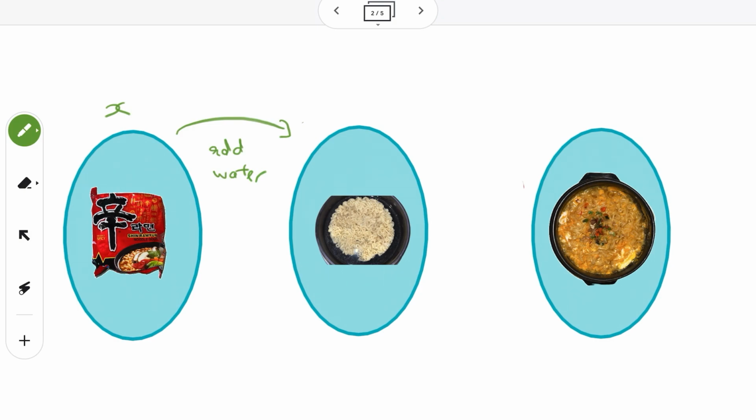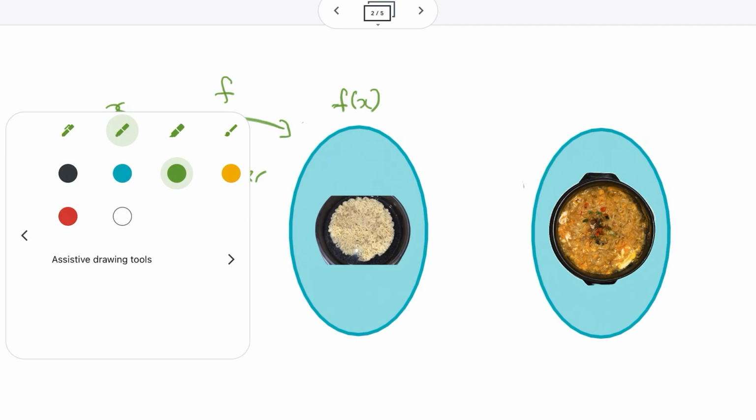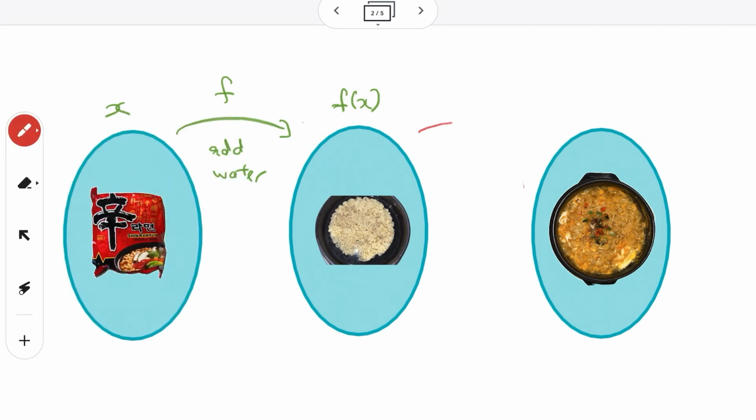And so we can call our function f. So once you f the x, pardon my language, it becomes f(x). Right? So this is your image. But you can't stop there because no one wants just soggy, wet noodles. You want to do something more. You want to do the next step, which is to boil the water and add seasoning. And we'll call this function g.